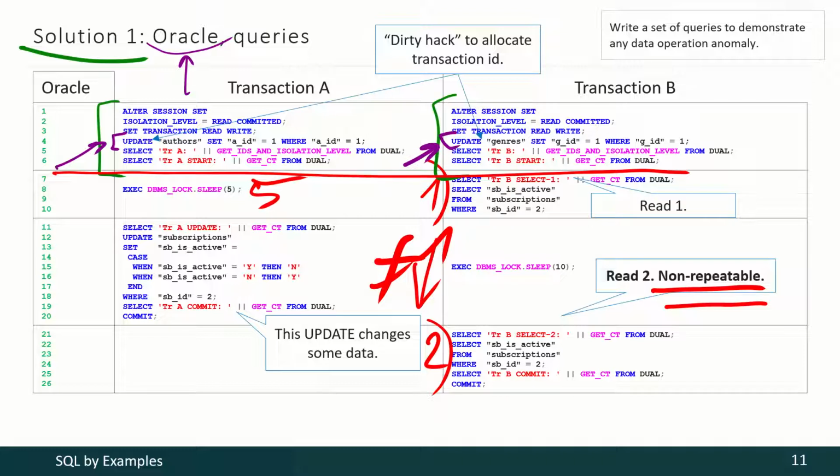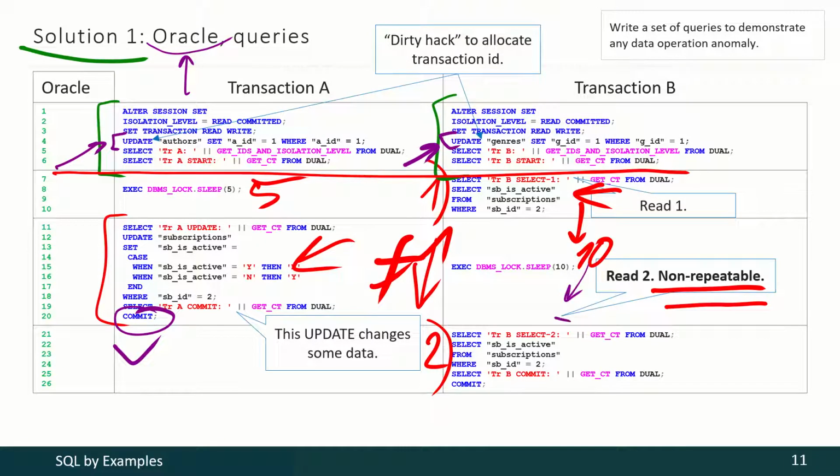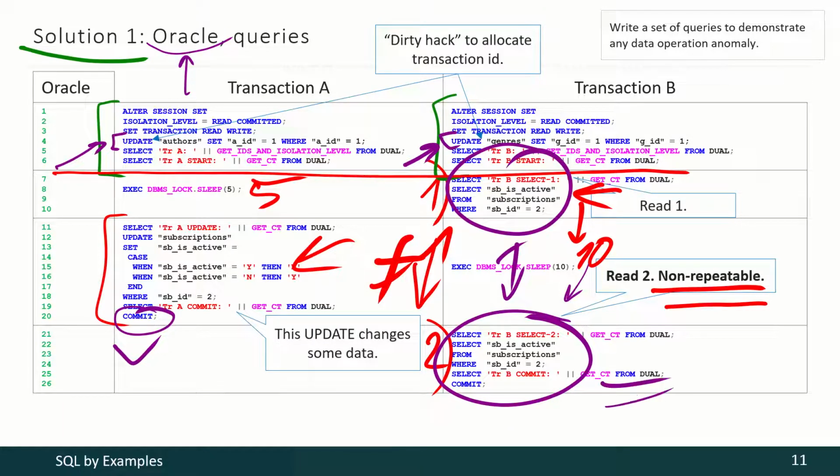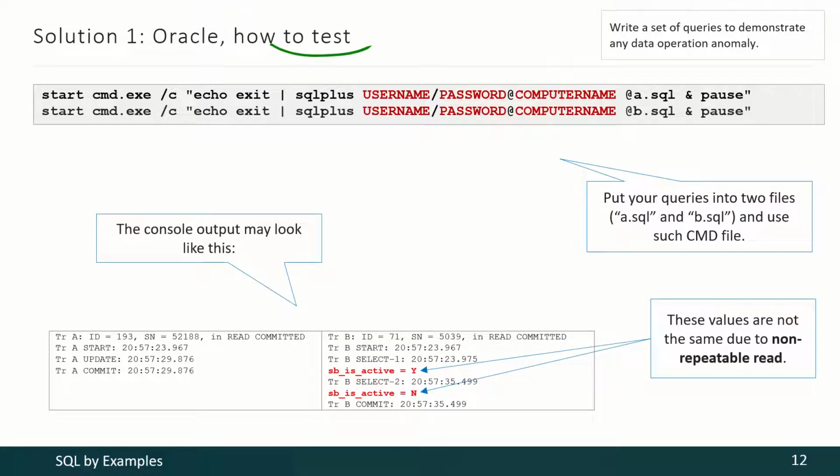This transaction sleeps for 5 seconds while this reads a data. Then, while this transaction sleeps for 10 seconds, this transaction changes some data. And then it immediately commits its changes to the database. After these 10 seconds, this transaction reads the same data, but gets different results. So that's non-repeatable read. And to test this solution in Oracle, we may follow the same approach.